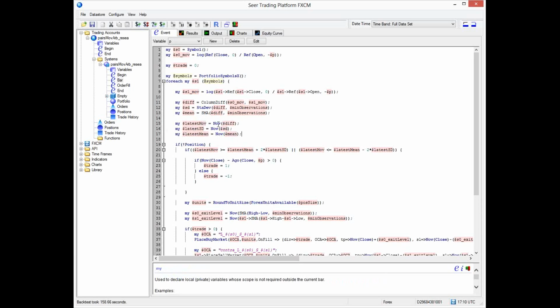Seer has this function called now. Now basically gets the latest value of an array. So it gets the latest value of diff, the latest value of SD, and the latest value of mean.